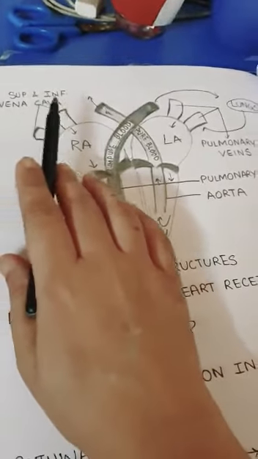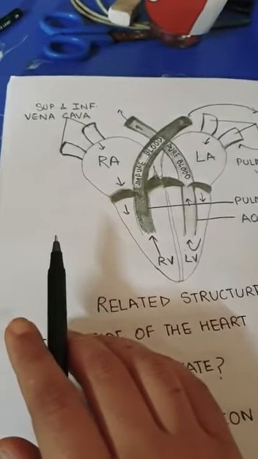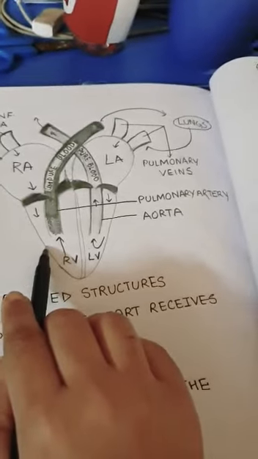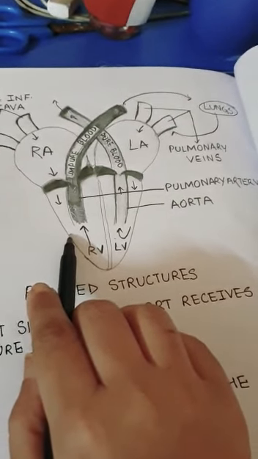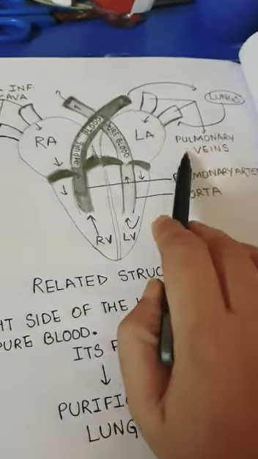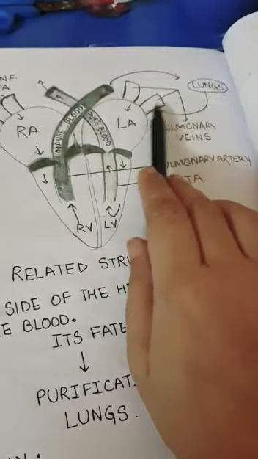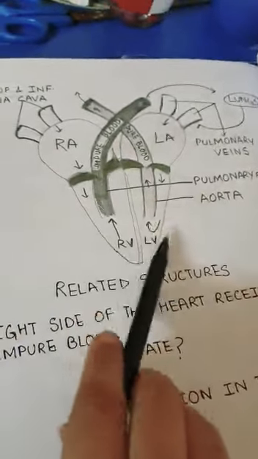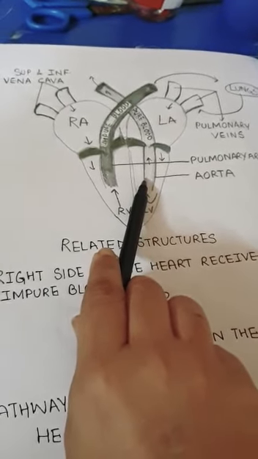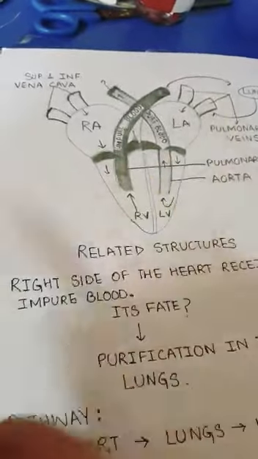See, the superior and inferior vena cava receive the impure deoxygenated blood from the body. The pulmonary artery carries the deoxygenated blood from the heart to the lungs for purification. The pulmonary veins carry the pure oxygenated blood from the lungs to the heart, and the aorta, the largest artery of the body, carries the pure, oxygenated blood to the whole body.